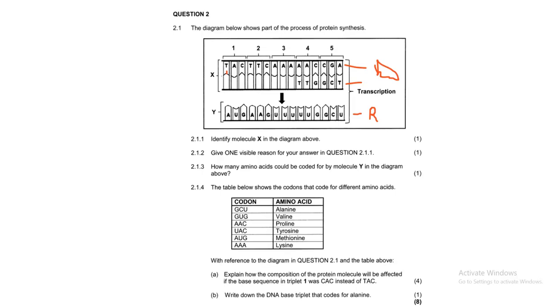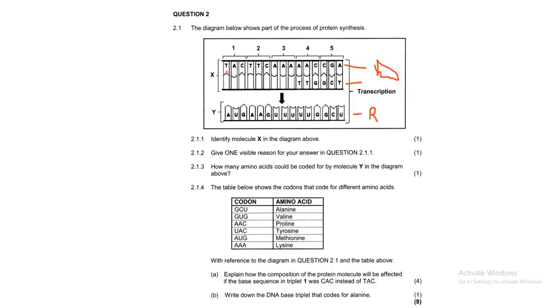So the first question, identify molecule X. X is DNA. That's your DNA there. Give a reason for your answer. Visible reason. Okay, I can clearly see this T there, this thymine there, which means it must be DNA. Also, there's another strand. There are two strands also. That can be my second reason, in case they would ask for two reasons. DNA we know is double stranded. So there are two strands. And also this thymine. I think thymine is the safest one that you can go for.